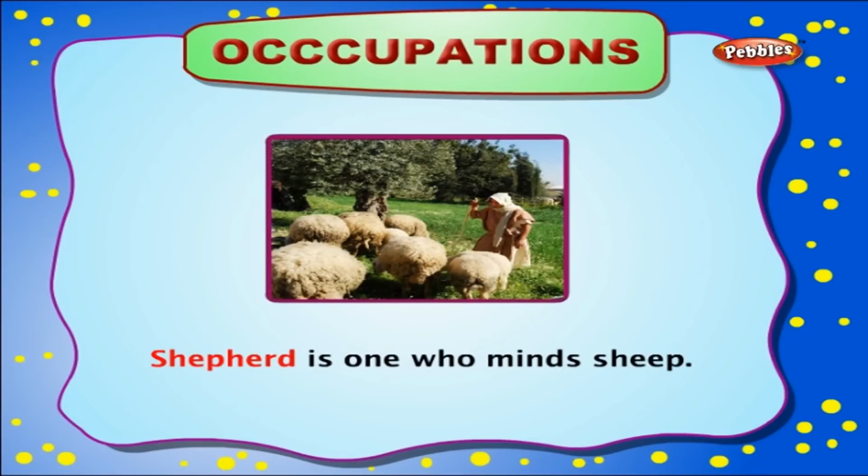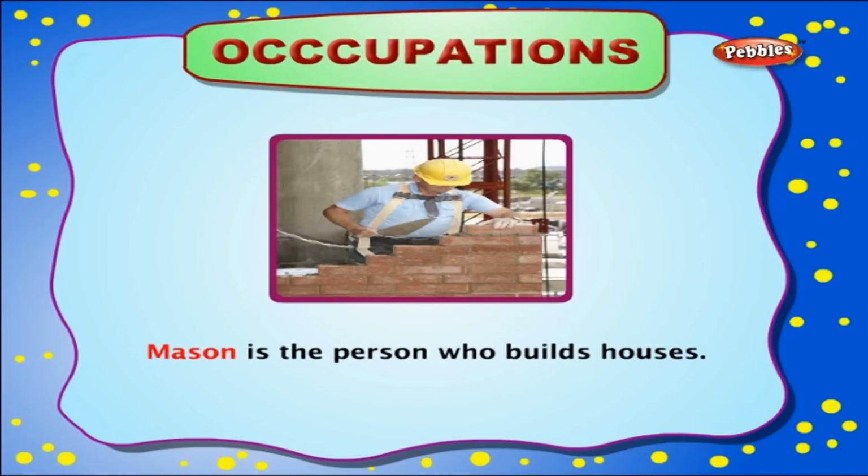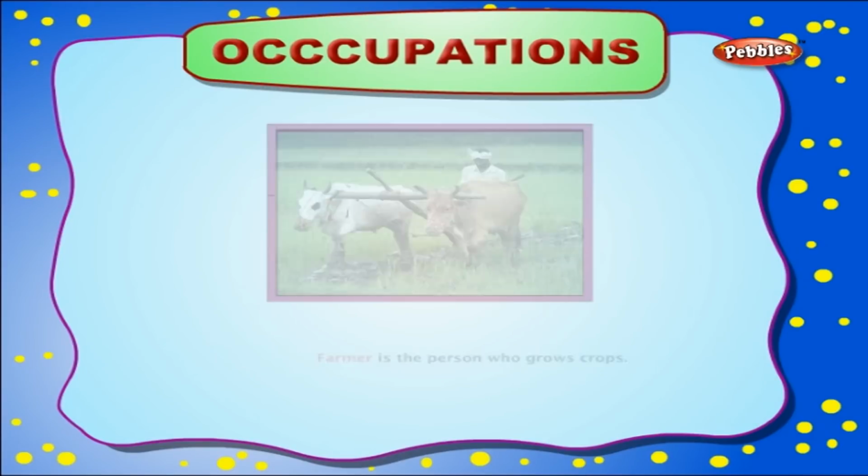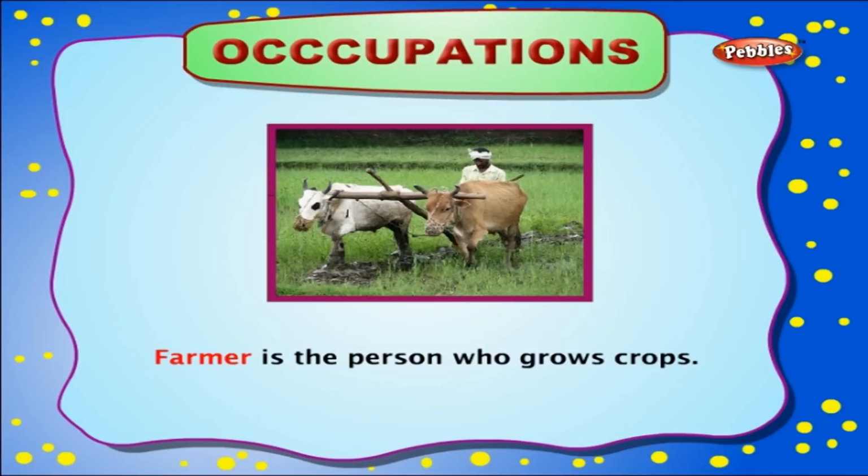Shepherd is one who minds sheep. Mason is the person who builds houses. Plumber is the person who fits pipes. Farmer is the person who grows crops.